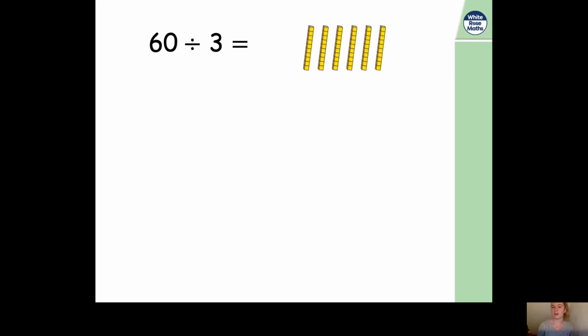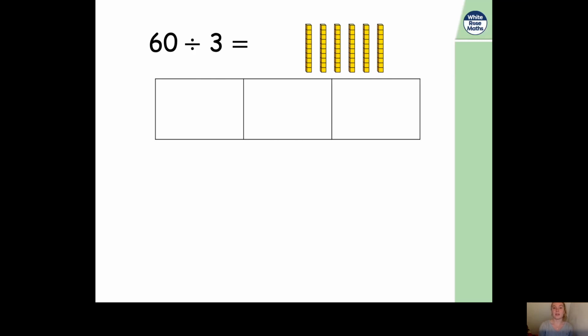Okay, so let's look at our next question. We've got 60 divided by 3. So let's use some base 10 to help us. So there you go, we've got 6 tens. So that is 60, and we need to divide it by 3. So here are our 3 groups that we're going to divide them into.